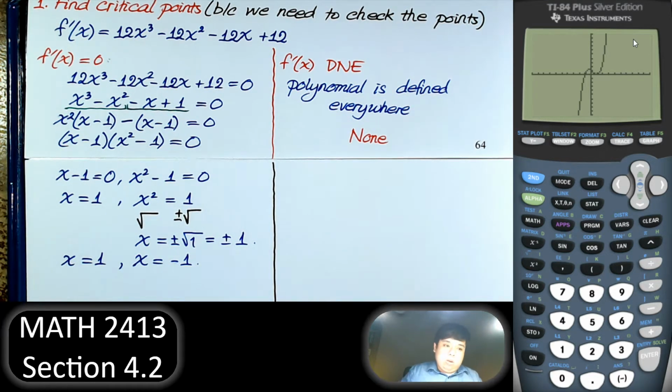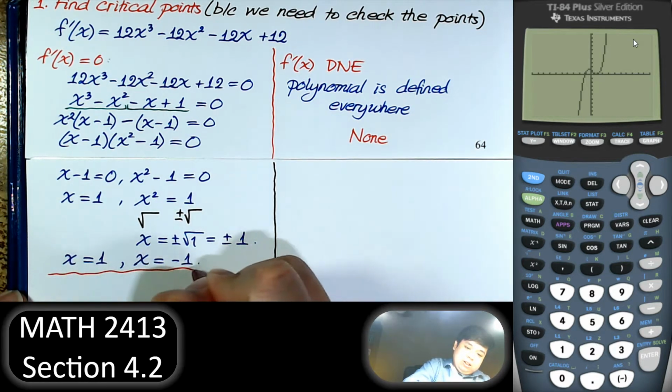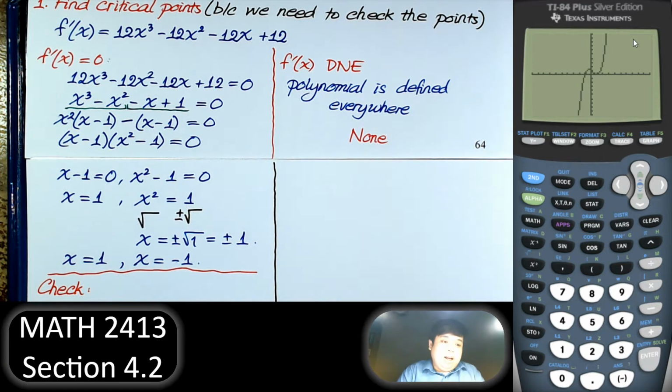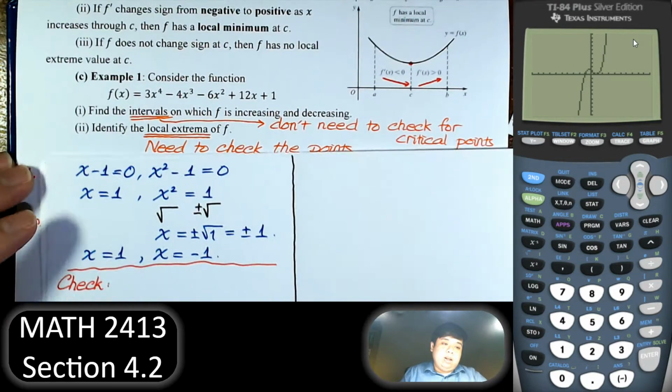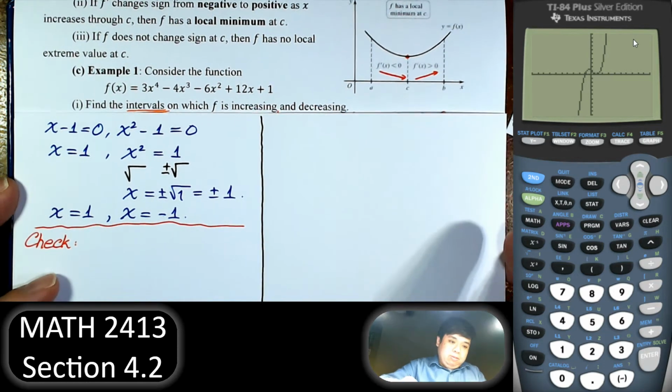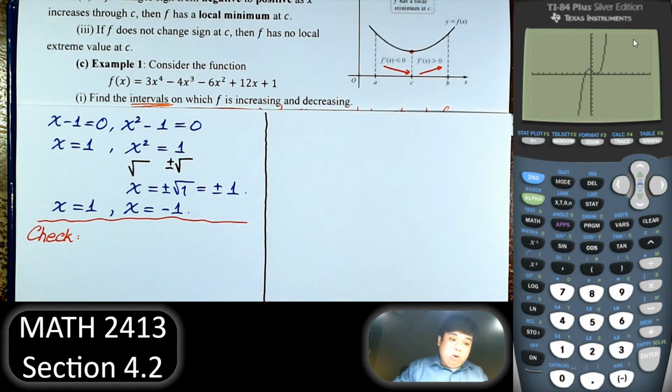So those are the points. Now, since these are critical points, we do need to check 1 and negative 1, and I put them into the original function. The original function is that. So I will check for the original function.